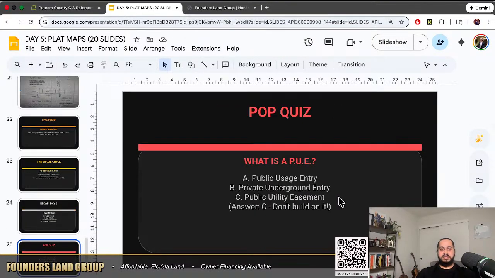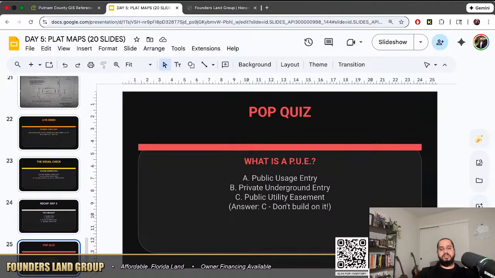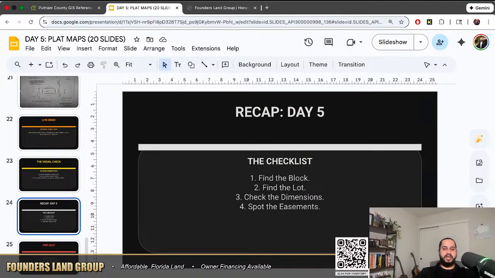Again, before I go, let's actually finish this checklist. Always find the block, find the lot, check the dimensions and spot for easements. This is a good checklist anytime you're buying a piece of land, or you should definitely ask your seller and understand what is happening there.